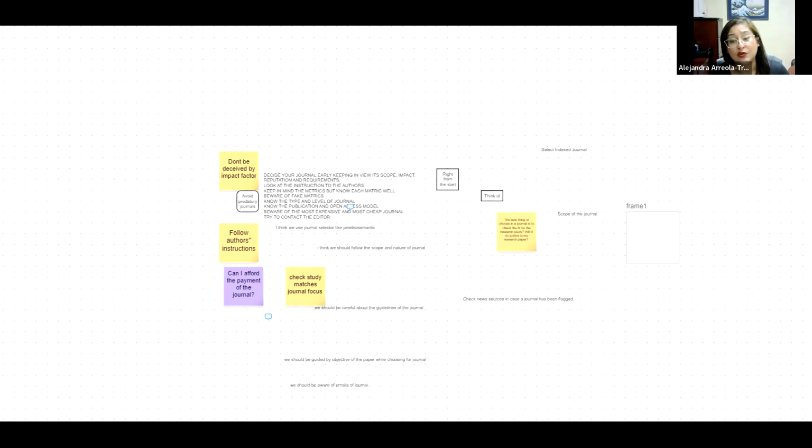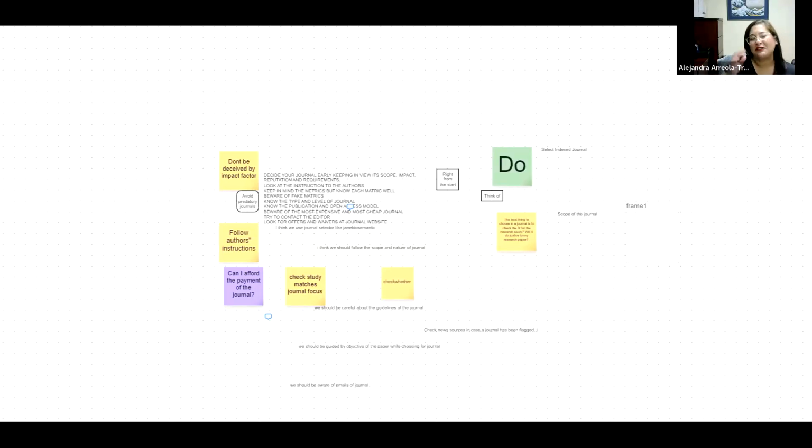Oh, check sources in case the journal has been flagged. This one is very interesting. I don't know if you're going to find stories about journals in the newspaper, but last week, I think Thursday, my local paper published a story about a journal that was making a lot of money by publishing a lot of special numbers, like thousands of special numbers a year, and it really makes you think, is it really that special?